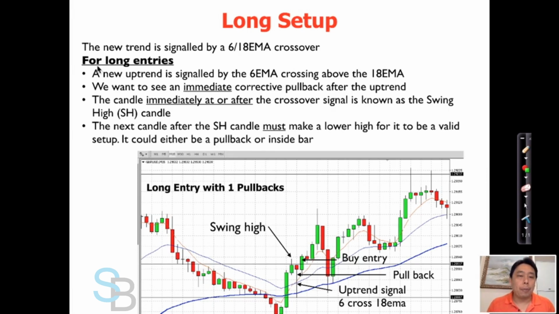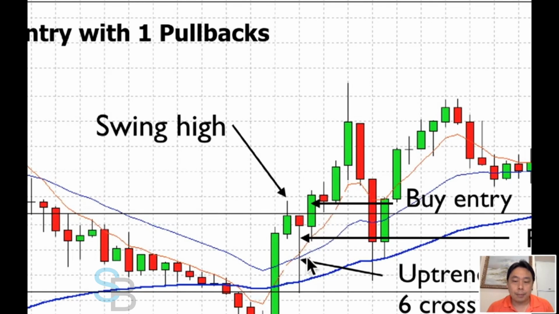All right, so we're going to identify a new short-term uptrend using the 6 and 18 exponential moving average, or 618 EMA, crossover. Okay, so when we are going to go long, for a long setup, we want to see a new uptrend signaled by the 6 EMA crossing above the 18 EMA. So if you take a look at this MT4 chart, you can see that this red line is the 6 EMA, and the blue line is the 18 EMA. All right, so we're waiting for the 6 to cross above the 18. So you can see over here, we have that crossover right there.